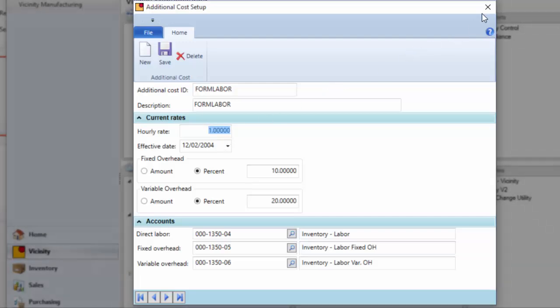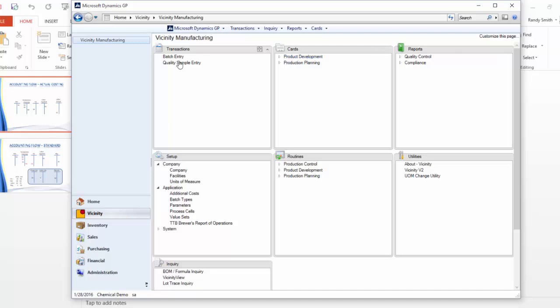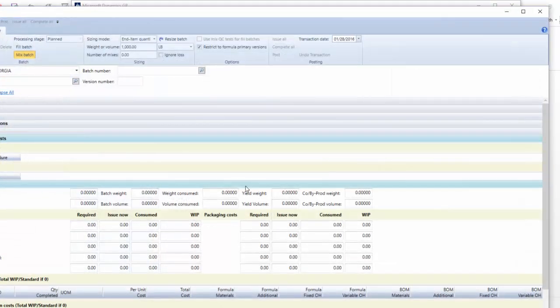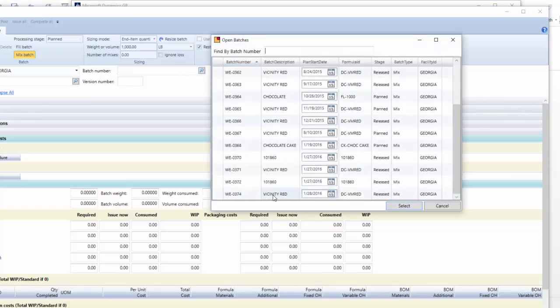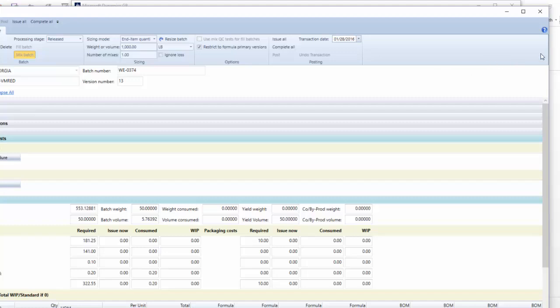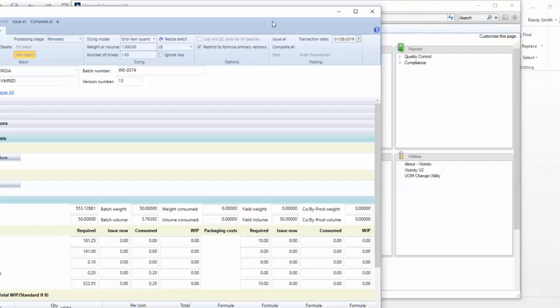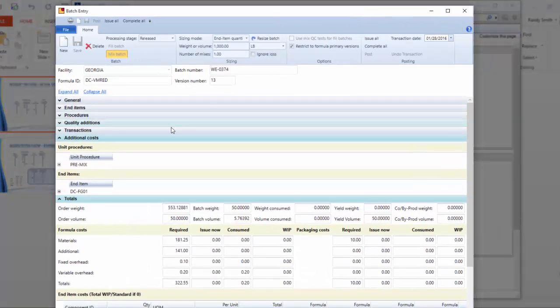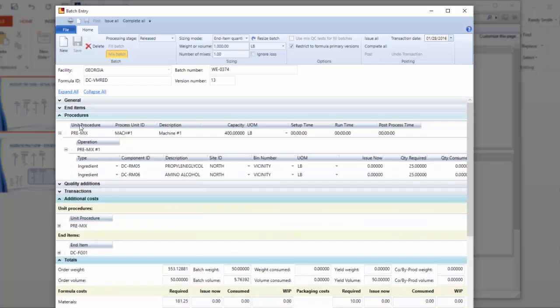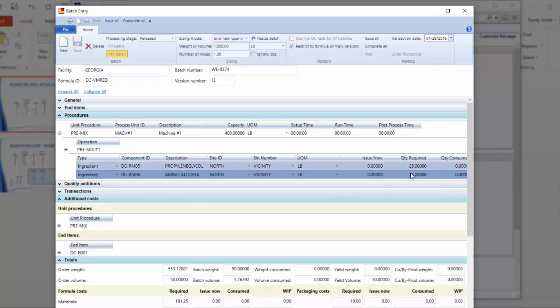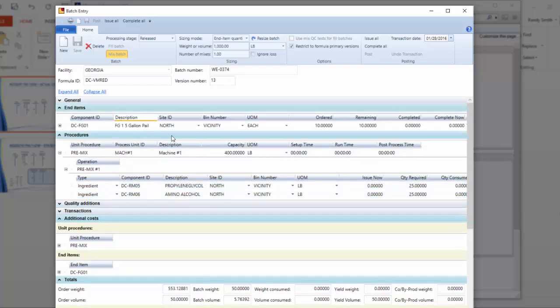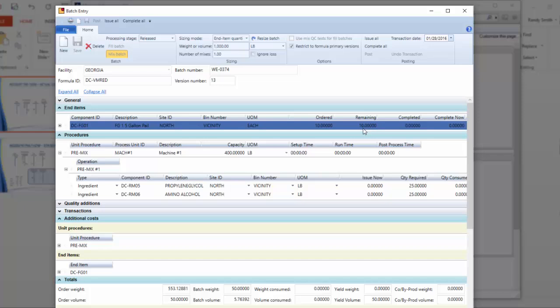So that's the additional cost. Now let's actually see this in action, and I'm going to go ahead and pull up a batch ticket. I've been playing with this batch ticket a little bit. I've really simplified it a good bit, but basically all it's doing is consuming 2 raw materials, DCRM 05 and 06 at 25 pounds each, and then I'll be putting, I guess, 10 pounds on hand. I'll just keep it really simple.